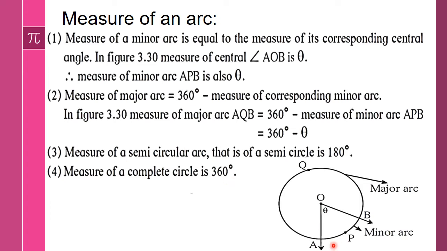First thing, how do we define the measure of an arc? Whenever you have a minor arc, its measure is the same as the corresponding central angle, and for the major arc you just need to subtract the measure of the minor arc from 360 degrees. Next, a semicircular arc or a semicircle is of measure 180 degrees, and the measure of a complete circle or full circle is 360 degrees. All these facts we will be using in the problems.